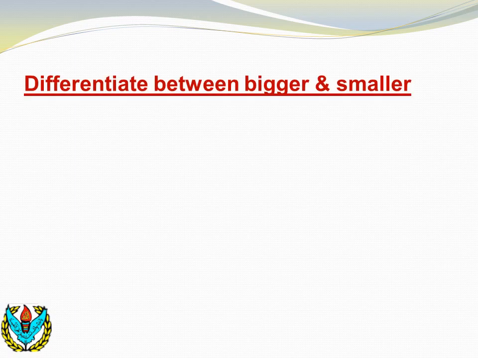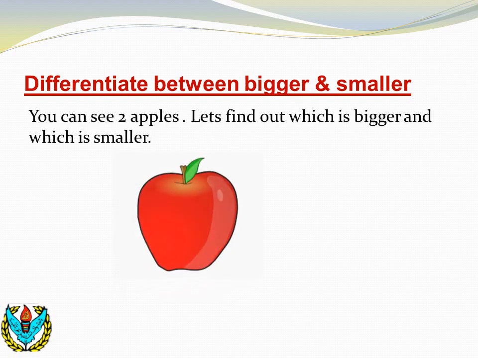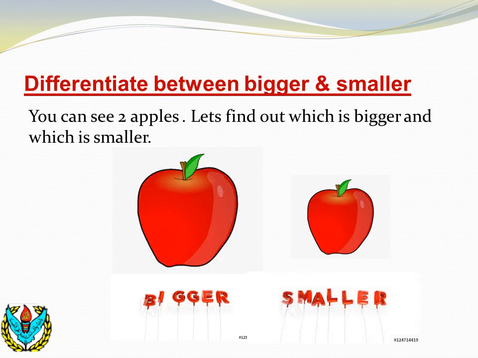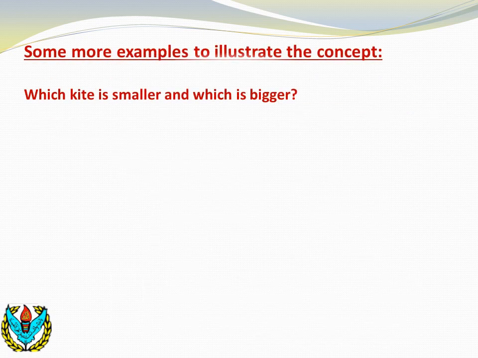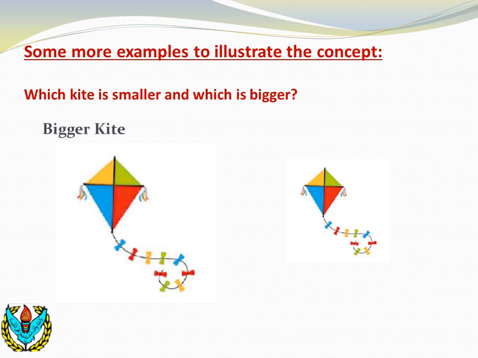Now learn the concept of bigger and smaller. You can see two apples, and you have noticed that one apple is bigger in size than the other one. We will write bigger under the bigger object and smaller under the smaller object. Here is another example. One kite is bigger and one is smaller.